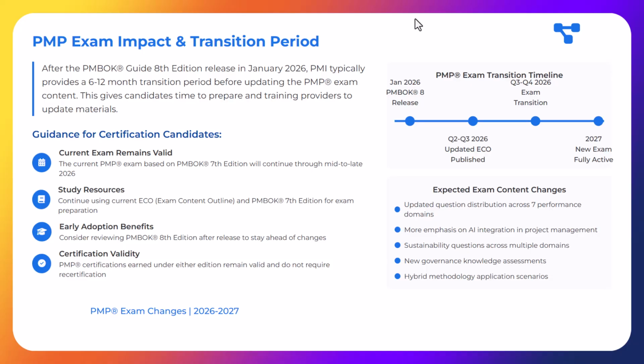So we'll have the current exam, which is going to remain valid, but the study resources are going to have to change. And if you're an early adopter, it could work to your advantage. So PMBOK 8, January 2026, the ECO will be published, pardon me. Then we'll get the exam transition, and the new exam will be fully active in 2027. So we have a little time there.